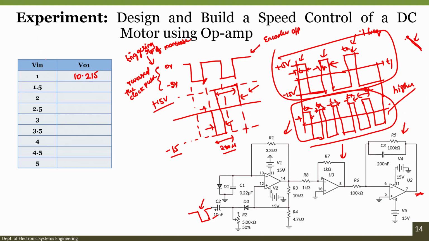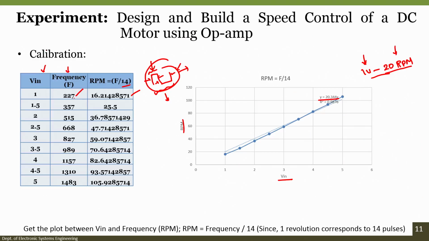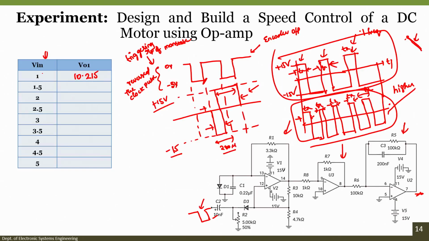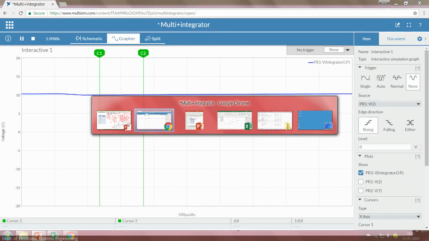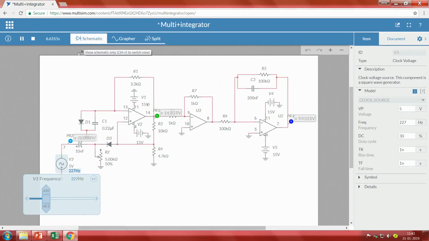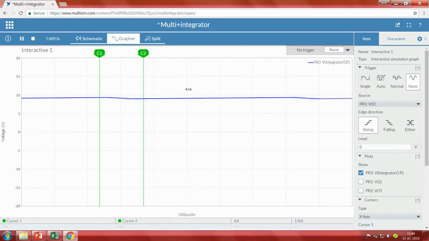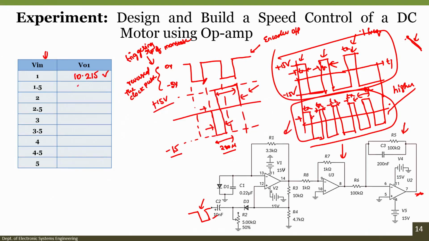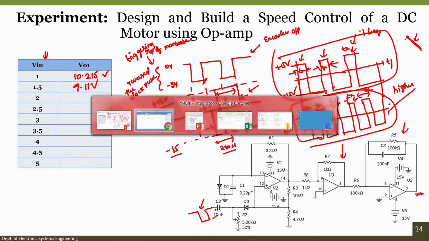So, we got 10.215, because I have given an input voltage of 1, and for an input voltage of 1 we know the frequency is 227 hertz. That means when the motor is connected with 1 volt, the output we are getting from the integrator is 10.215 volts. Next, we will apply another frequency, 357. Here we can see the output voltage has decreased. I hope now it is clear why the output voltage is decreasing. So, it is 9.11 volt.